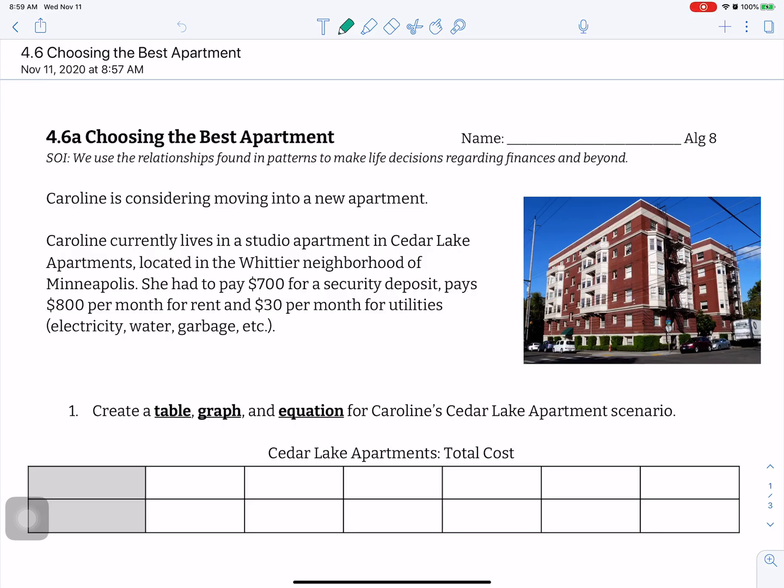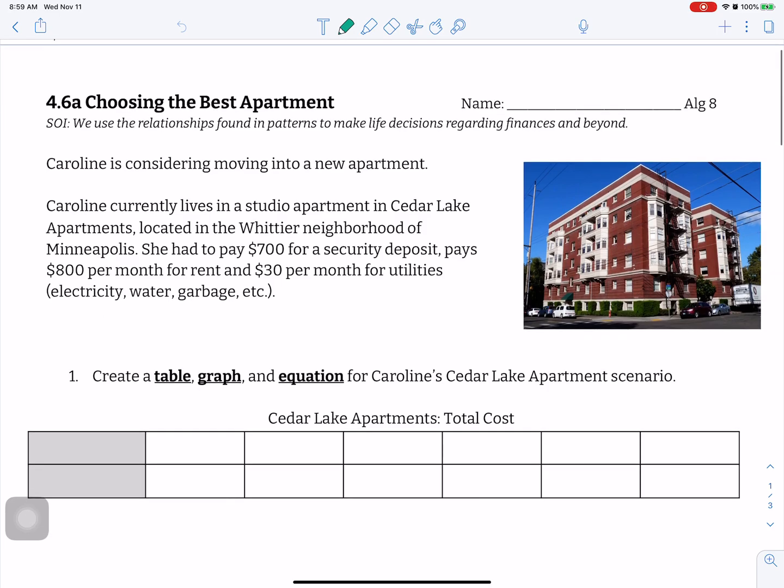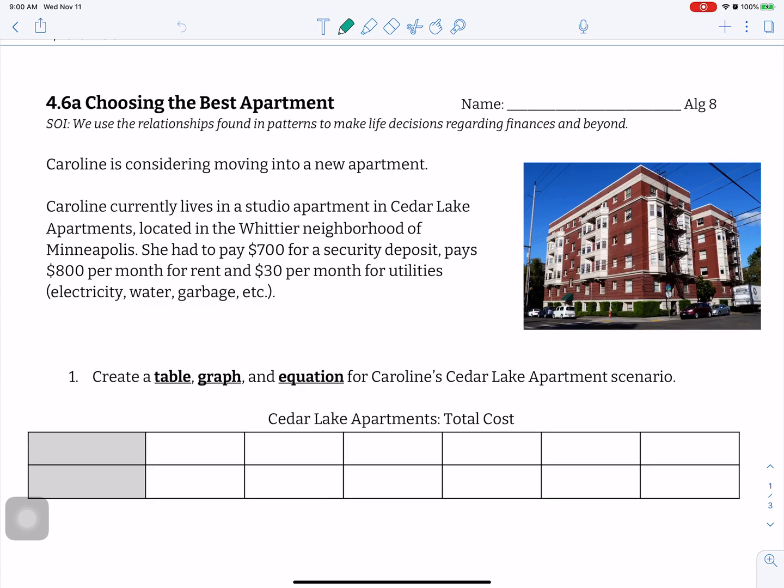So in this one, we're going to be looking at tables, graphs, equations, and working a bit between those. Caroline is living in a studio apartment in Cedar Lake Apartments, located in the Whittier neighborhood of Minneapolis. She has to pay $700 for a security deposit, $800 per month for rent, and $30 for utilities, which is also per month. So we have our two variables: months and the money that she pays.